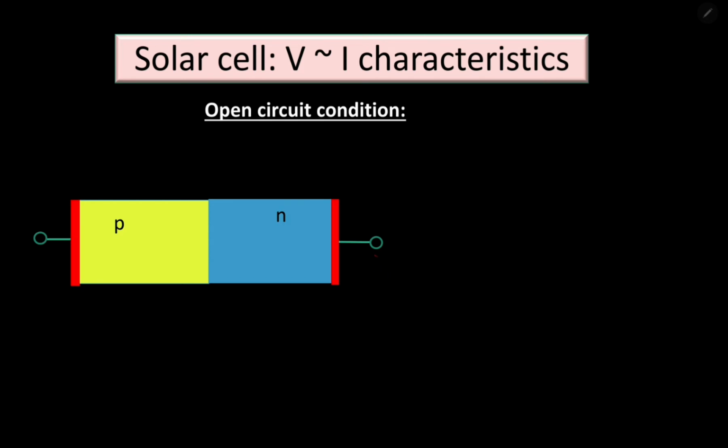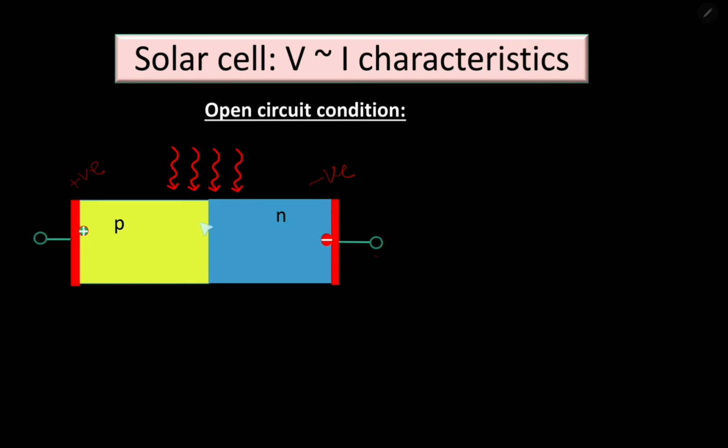So in this case, when sunlight falls on this, we saw that electron hole pairs will be generated at the junction. And once these electron hole pairs are generated, because of the depletion layer potential or potential barrier at the junction, they will move to the opposite side. Hole will move towards P side and electrons, they will move towards N side.